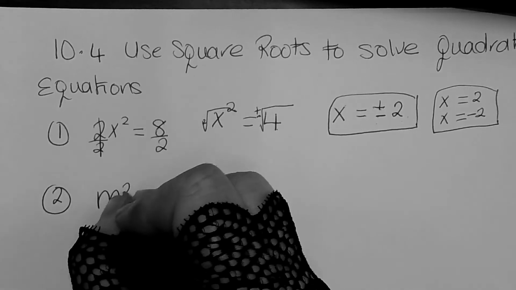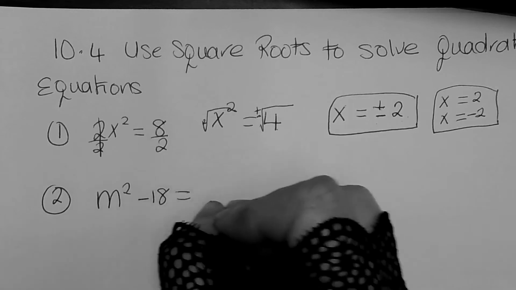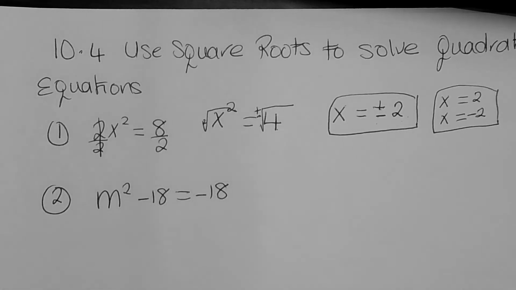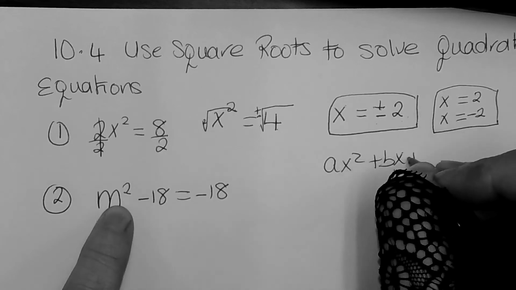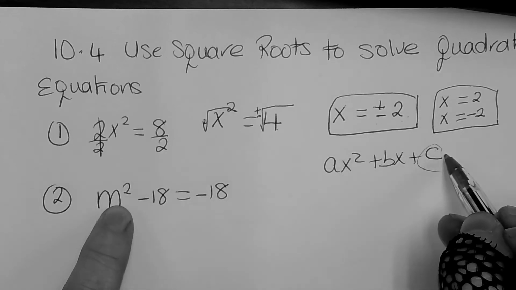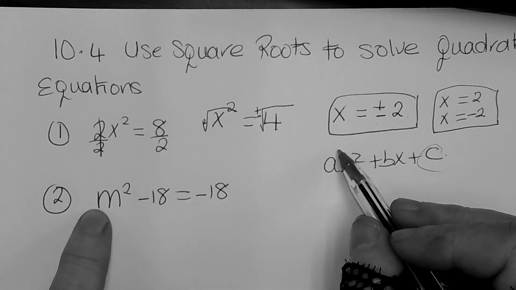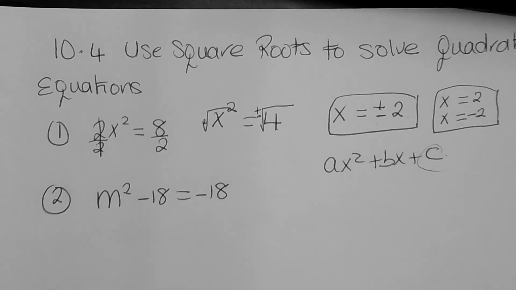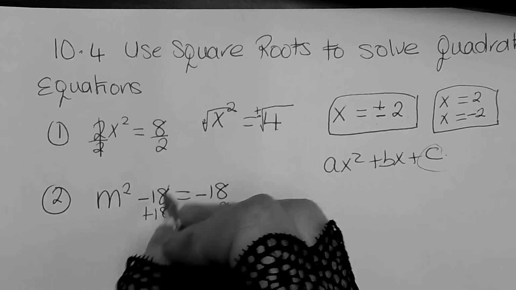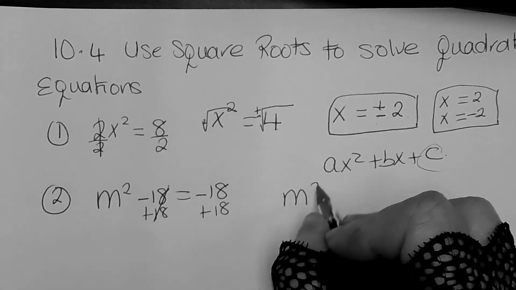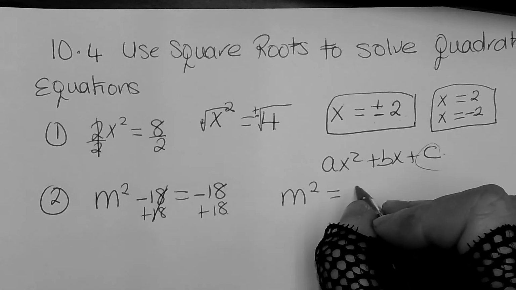M squared minus 18 equals negative 18. Okay, so again, we have A, because we're looking at the quadratic, ax squared plus bx plus c. So we've got the c part, and we've got the a part, which is 1, but we have no b. So that's how you know to use the square root property. So I'm going to add 18 and add 18. So now I've got m squared equals negative 18 plus 18 is 0.